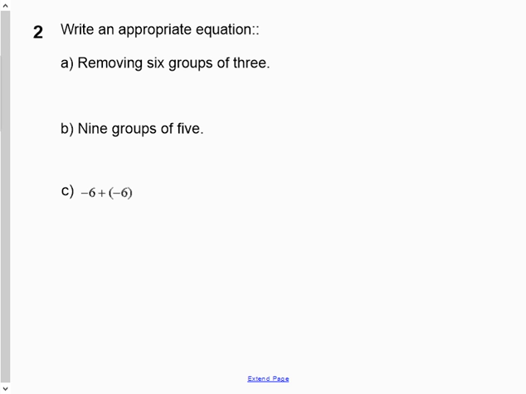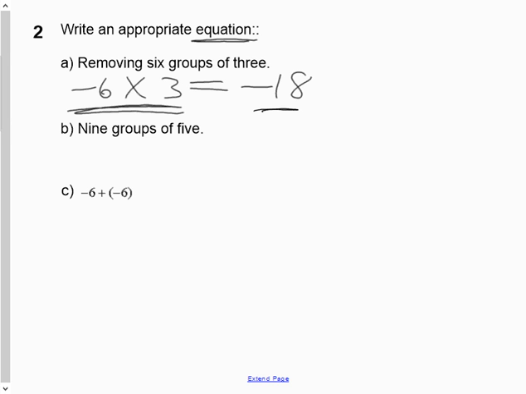Ooh, wrong button. Question 2 says write the appropriate equation. So removing 6 groups of 3, that's your expression. But it asks for an equation, which means we require an equal sign. And the product of -6 and -3 is -18. That was worth 2 points: 1 point for creating the proper expression, and 1 point for expressing the proper value or its equivalency.